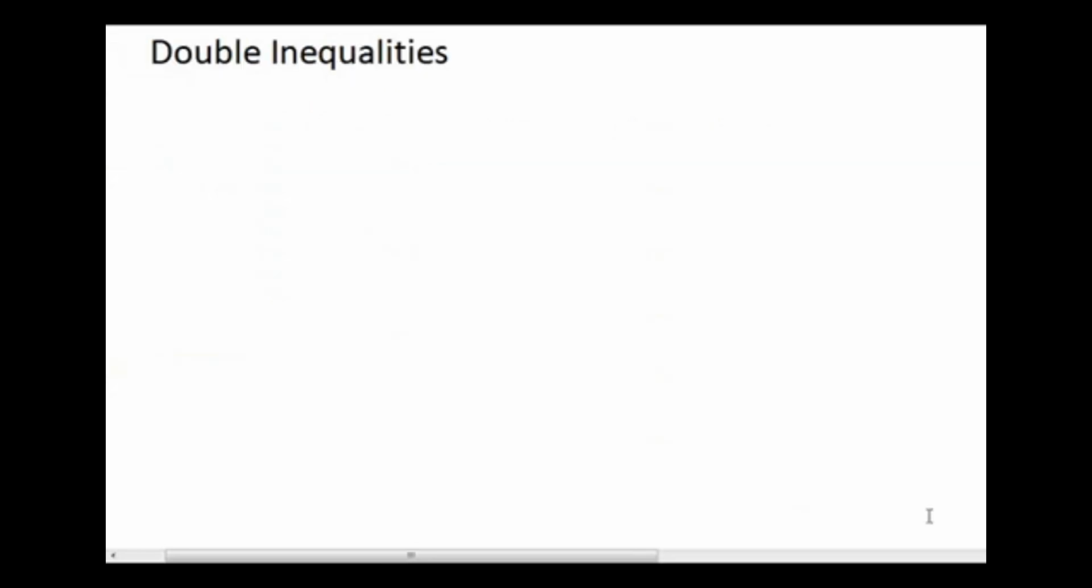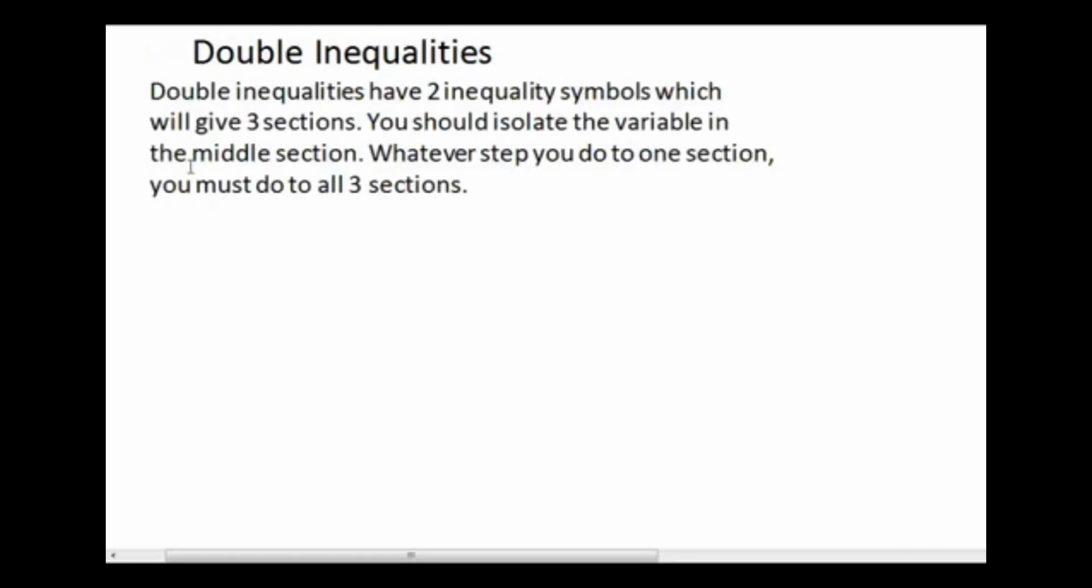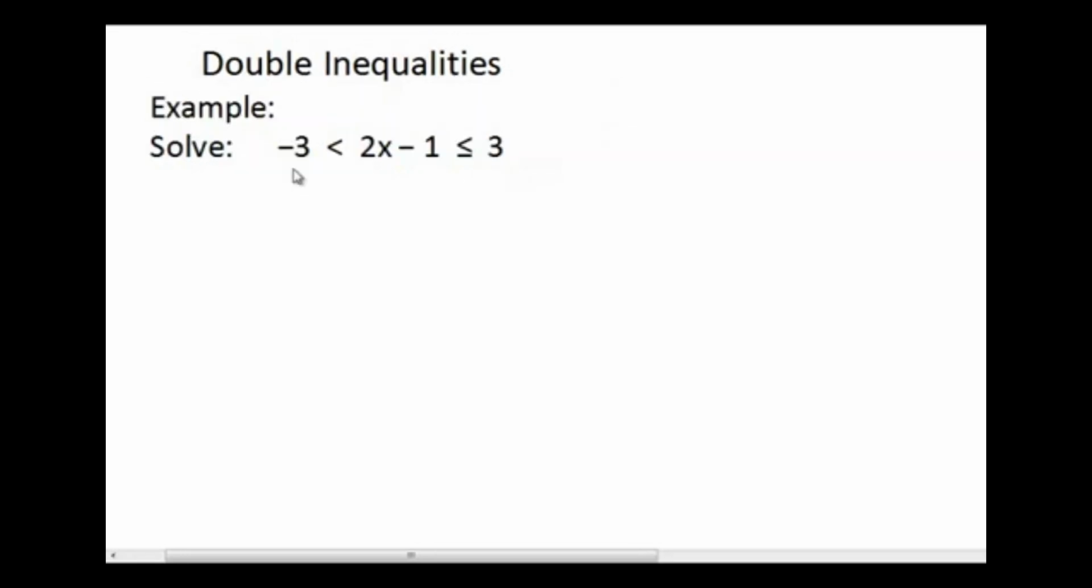Next, we'll look at a double inequality. Double inequalities have two inequality symbols, which will give 3 sections. You should isolate the variable in the middle section. Remember, whatever you do to one section, you must do to all 3 sections. Could kind of think of it like an equation with 3 sides.